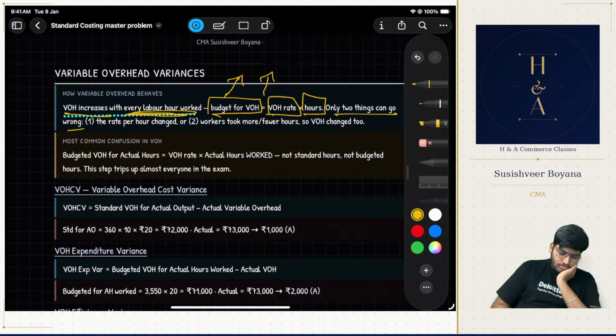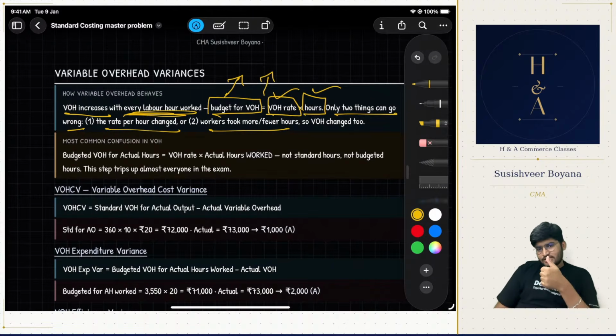Only two things can go wrong. One, the rate; two, the hours. Similar to sales, when we are talking about sales price or the quantity changing, these are the reasons for variances that we can see. Similarly, for variable overheads, only two factors: rate and hours.